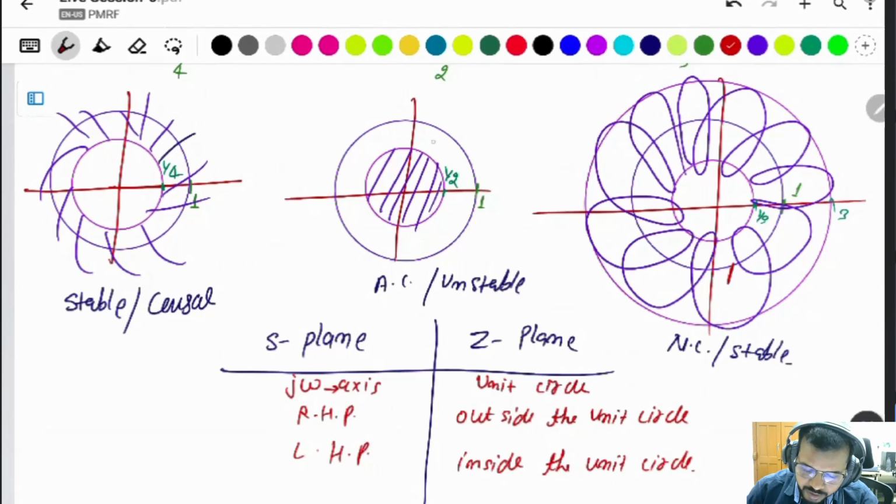If the poles are somewhere here, then the ROC is outer sided, and the system will be stable. Like this in this case.